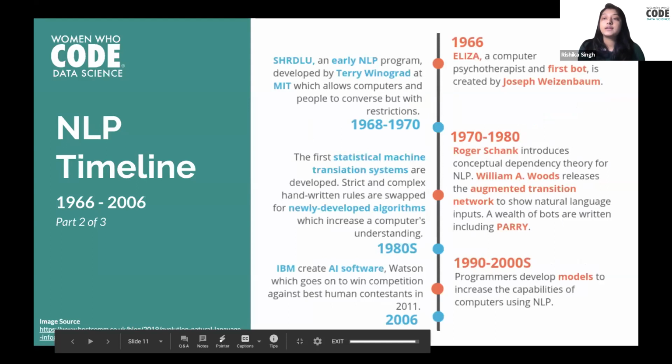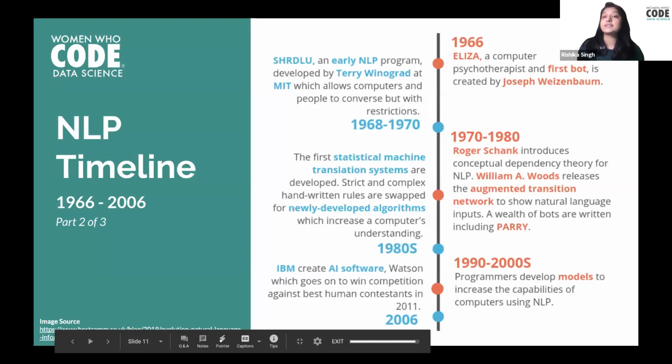Moving on, in 1966 we have Eliza, which is a computer psychotherapist, and it is actually the first bot. Then from 1968 to 1970, SHRDLU, an early NLP program developed by Terry Winograd at MIT. This allows computers and people to converse. However, there are some restrictions.